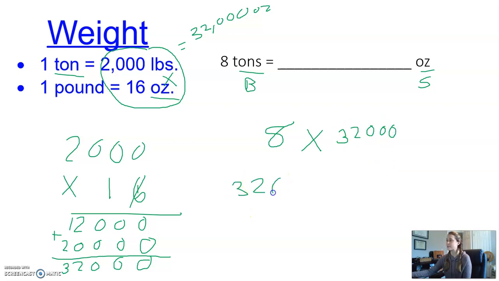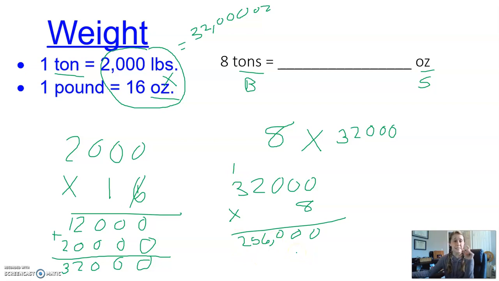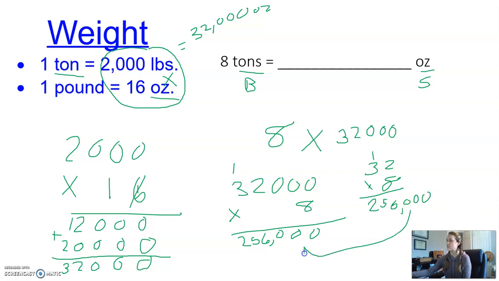Now, I could set up this extremely long problem right here and solve it out. 8 times 0 is 0, 8 times 0 is 0, 8 times 0 is 0, 8 times 2 is 16, carry the 1, 8 times 3 is 24, plus 1 is 25. Now, let me show you a slightly faster way. I could simply take out those three zeros, do 32 times 8. 8 times 2 is 16. 8 times 3 is 24 plus 1 is 25, and then add those three zeros back in. Either way, I get the same answer. So if you want to work smarter, not harder, take the zeros out and put them back in. Either way, we have figured out that 8 tons is equivalent to 256,000 ounces, and that's a pretty big number.